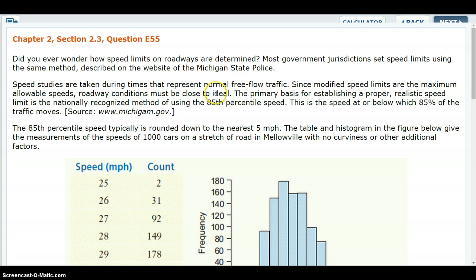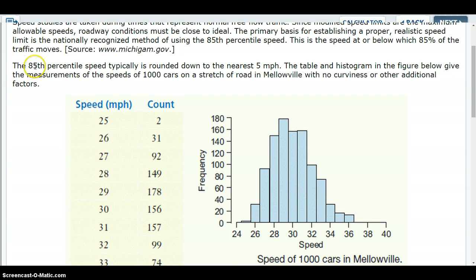So in theory, you would create a road, not put any speed limit on it, see what people typically went, and then trim off the top 15%, assuming that they were just speed demons, and put the speed limit then rounded down to the nearest 5 miles per hour.